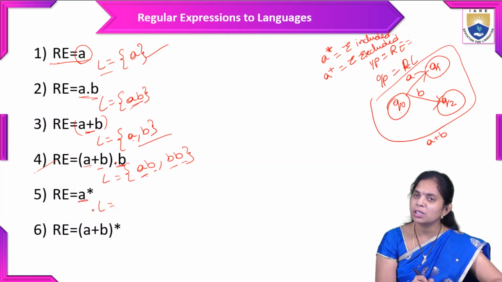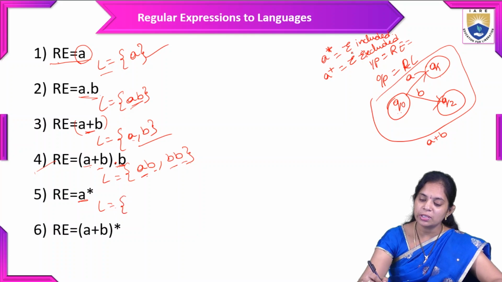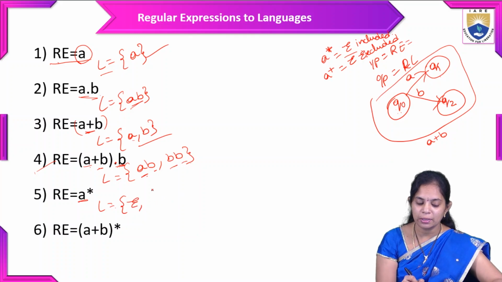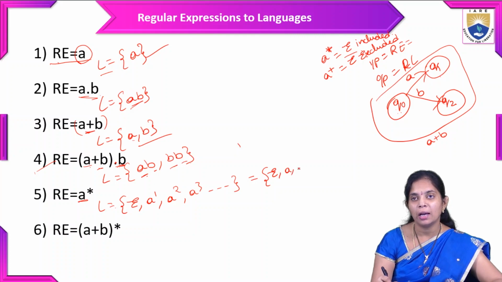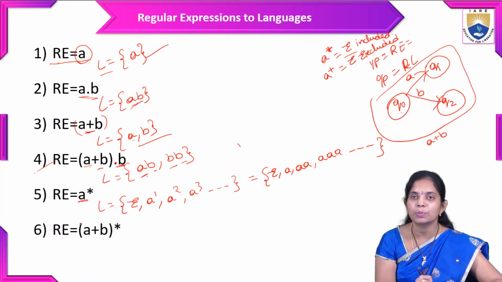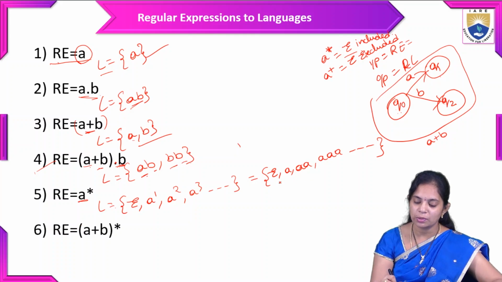Here there is only one input symbol, so I will write it as a. Star indicates epsilon is included, so I start with epsilon, and then a power 1 is a, a power 2 is aa, a power 3 is aaa, and so on. The star indicates the iteration. We can also write the same as a set: sigma a power n, where a power 1 is a, a power 2 is aa, a power 3 is aaa, and so on. This is all about A star. So we are converting this regular expression to a regular language, writing the possibilities of strings in a language format.